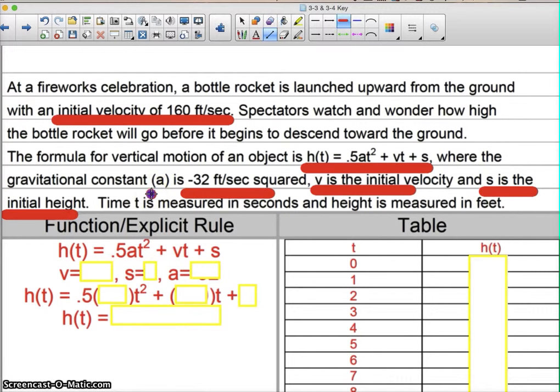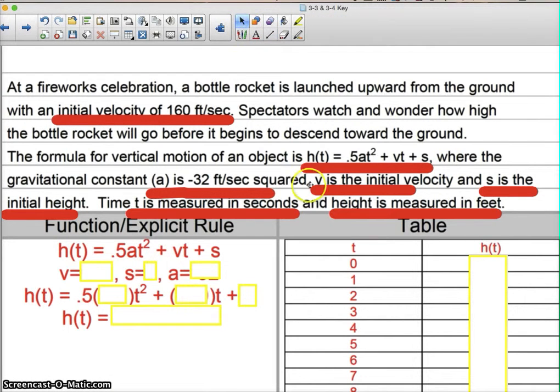So we have our a value, which is 32 feet per second squared. V is your initial velocity, and s is your initial height. Now, the time t is measured in seconds here. And of course, your height is measured in feet. Okay, so those are the important parts about this problem. So what we're going to do here is take this information and plug it into this formula right here.